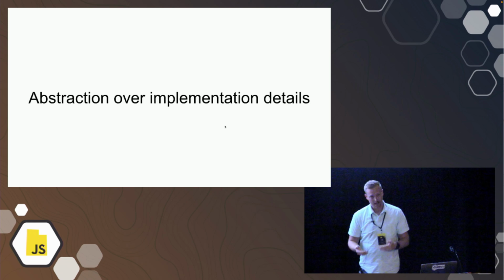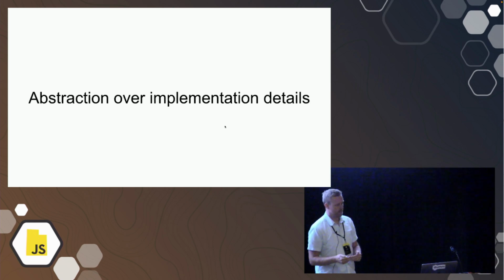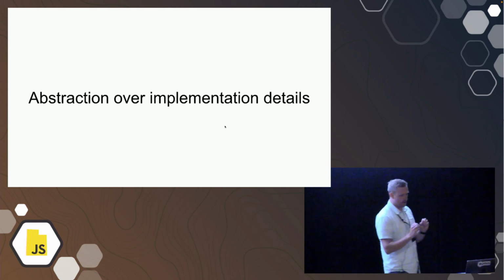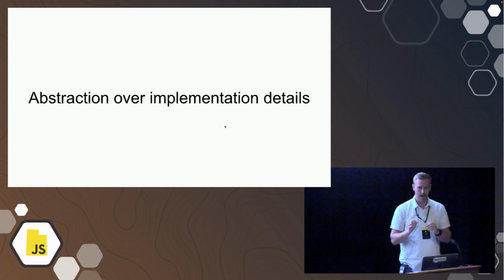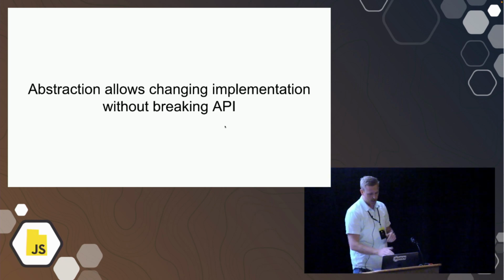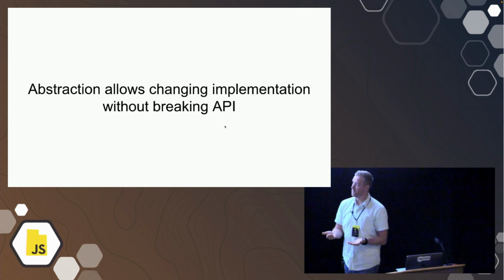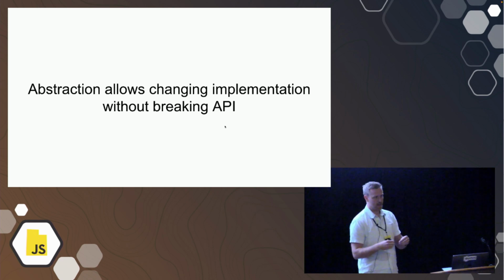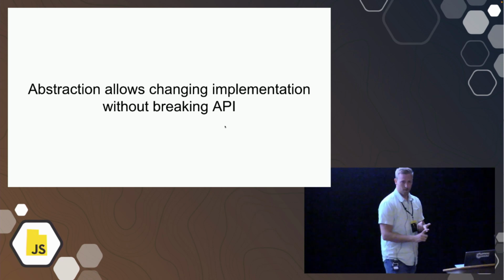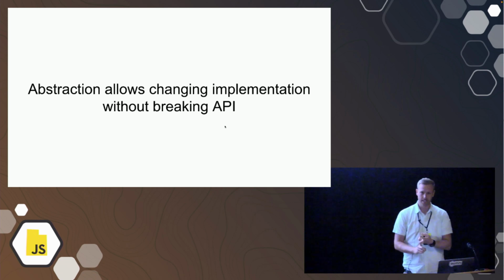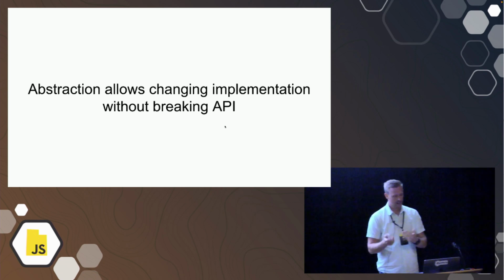You're able to create abstractions over implementation details. Abstractions can be really great, especially for reuse, if you make the right abstraction. And it also allows you to change the implementation without breaking the API. This can be great for performance, can be great for preferences or the latest and greatest thing in React.